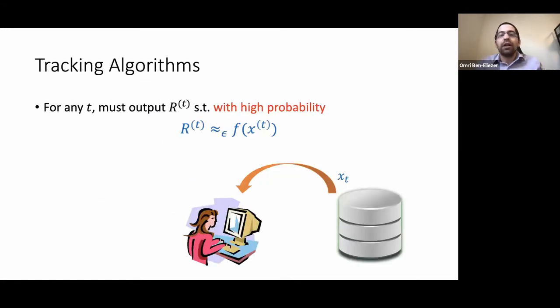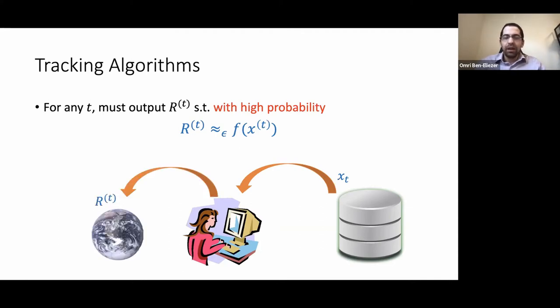Let's try to visualize this. At time t, the stream provides us with an element xt. Then the algorithm needs to provide an output, which is an approximation of the function on the stream. Then another element is sent from the stream and we provide another output.